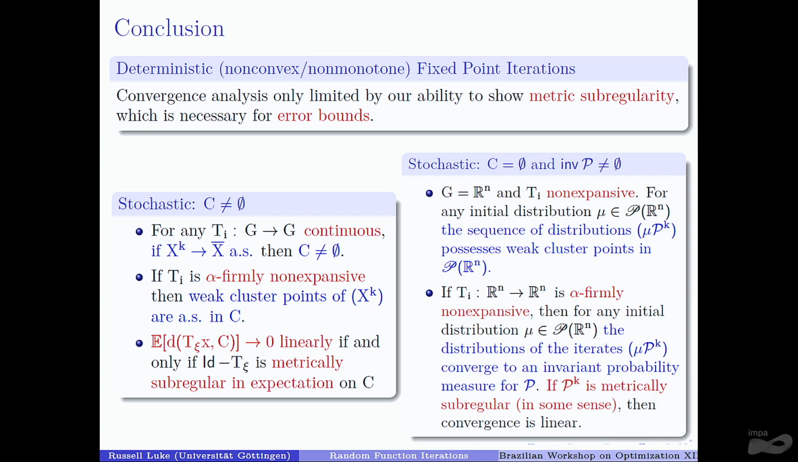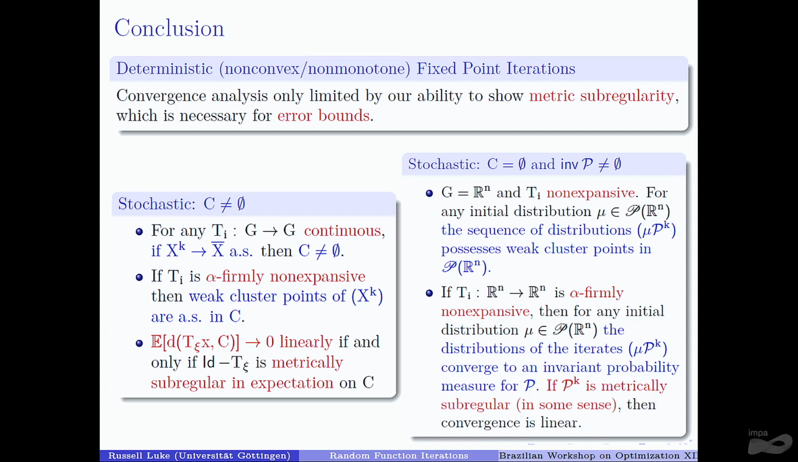But in the inconsistent case, it's harder, so the results are a little bit more preliminary. But we can show that if we have a non-expansive operator, so Lipschitz with Lipschitz constant 1, then for any initial distribution that you take from the collection of probability distributions on Rn, the sequence of distributions possesses weak cluster points.